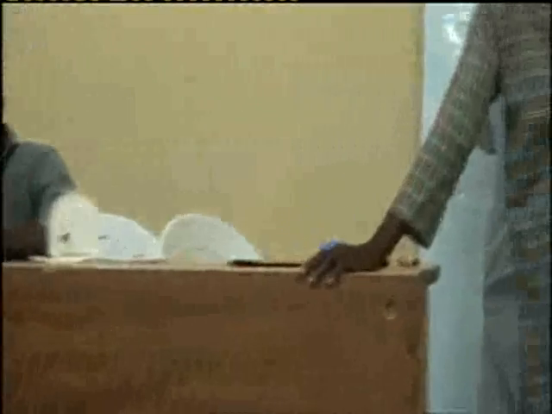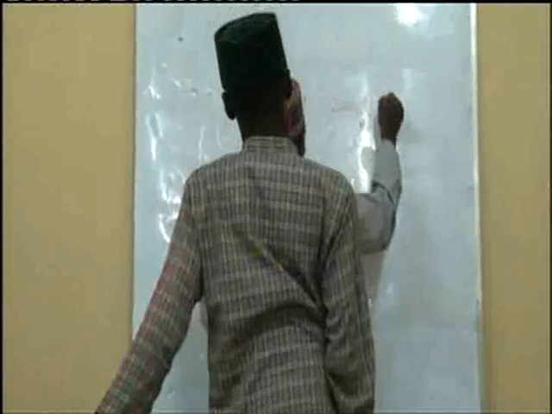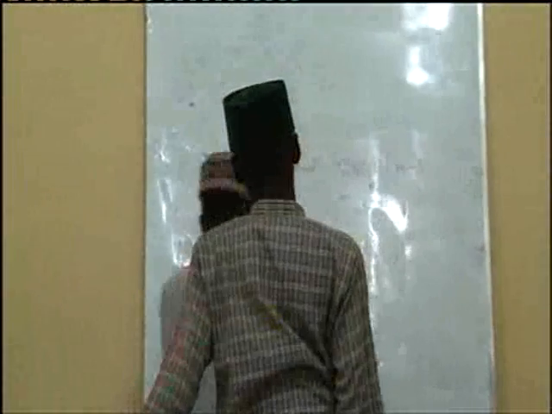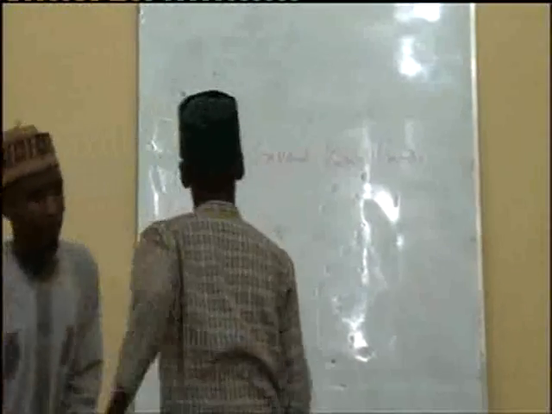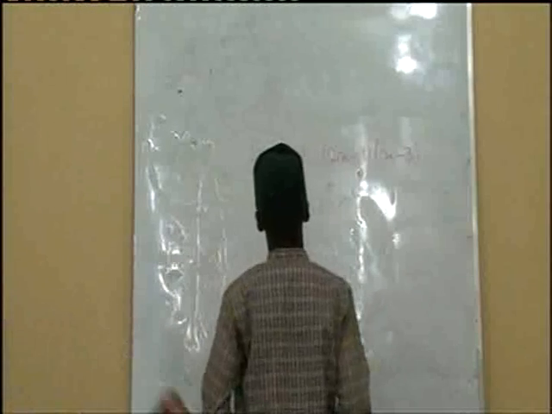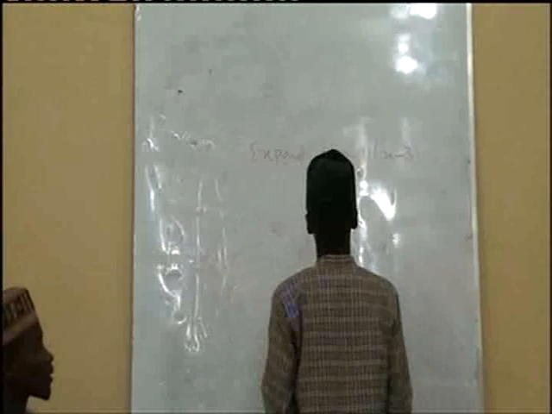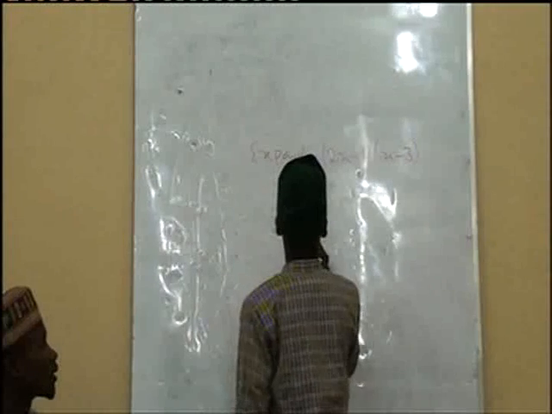The question goes like this. It's asked to expand 2x minus 1 into x minus 3. The question is an expansion and is asked to expand 2x minus 1 into x minus 3. Okay, we have a representative from group 3, that's Bawa Mission Kafa's house.